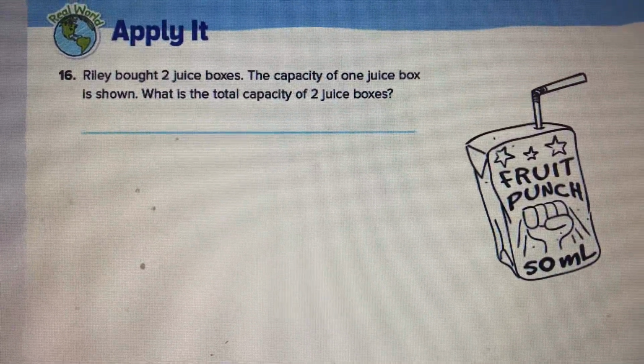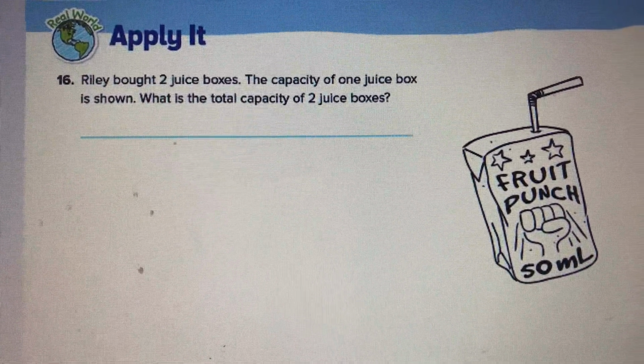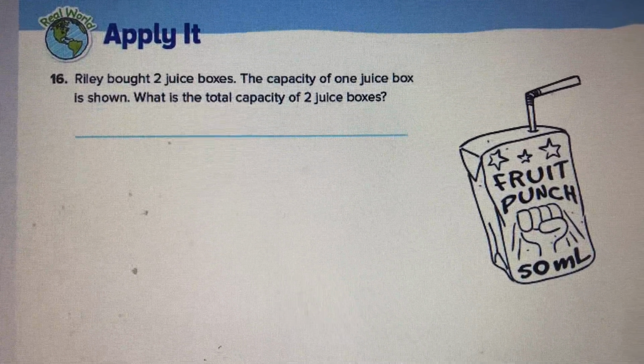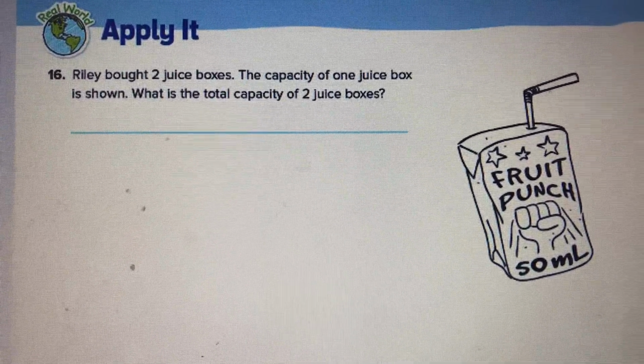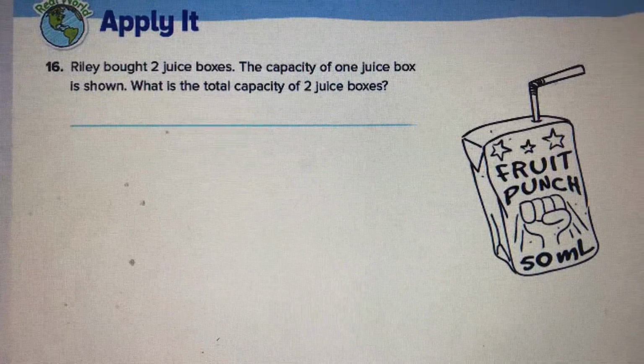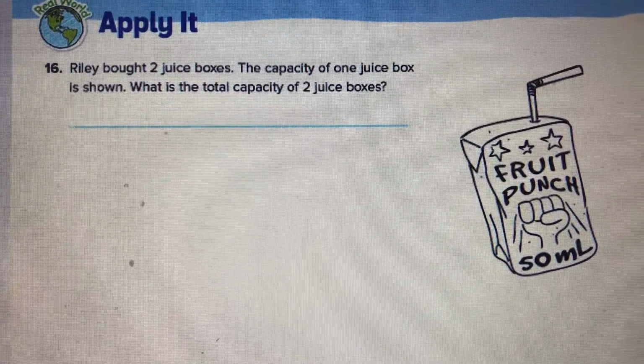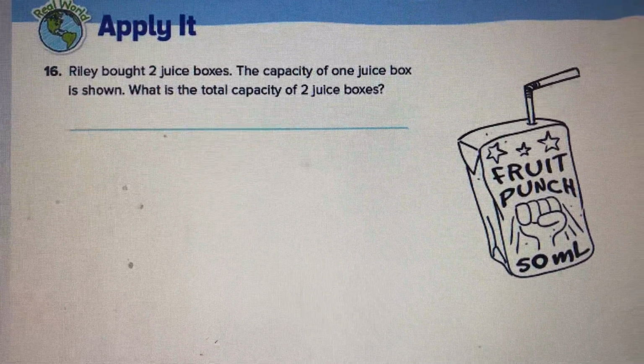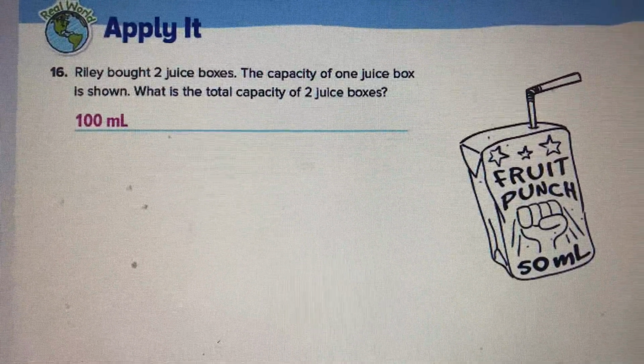Now look at this one. Riley bought 2 juice boxes. The capacity of 1 juice box is shown. What's the capacity of 2? So if one of them is 50 milliliters, what's 50 plus another 50? It equals 100 milliliters.